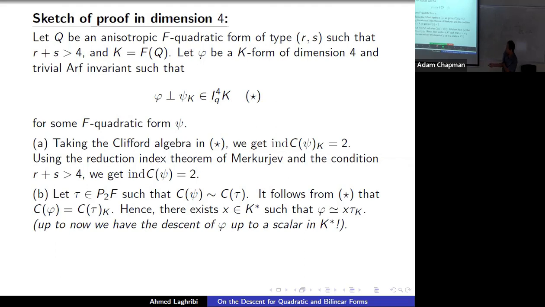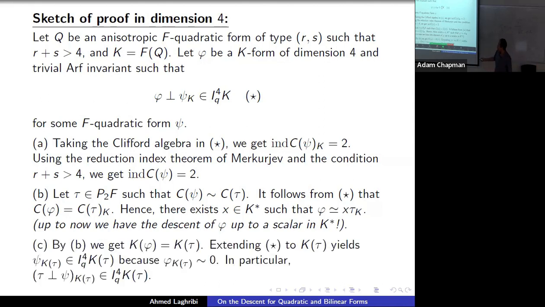Okay, so it follows from star that we have this condition. This condition gives you C phi is C psi over K, and C psi over K is C tau over K, so you have this. You have two-fold Pfister forms which have the same Clifford algebra. So these two forms are similar. Okay, so we have this. So here we go to descent, but partial descent, because my x is still in K, not in F. And the aim now is to descend x to F.